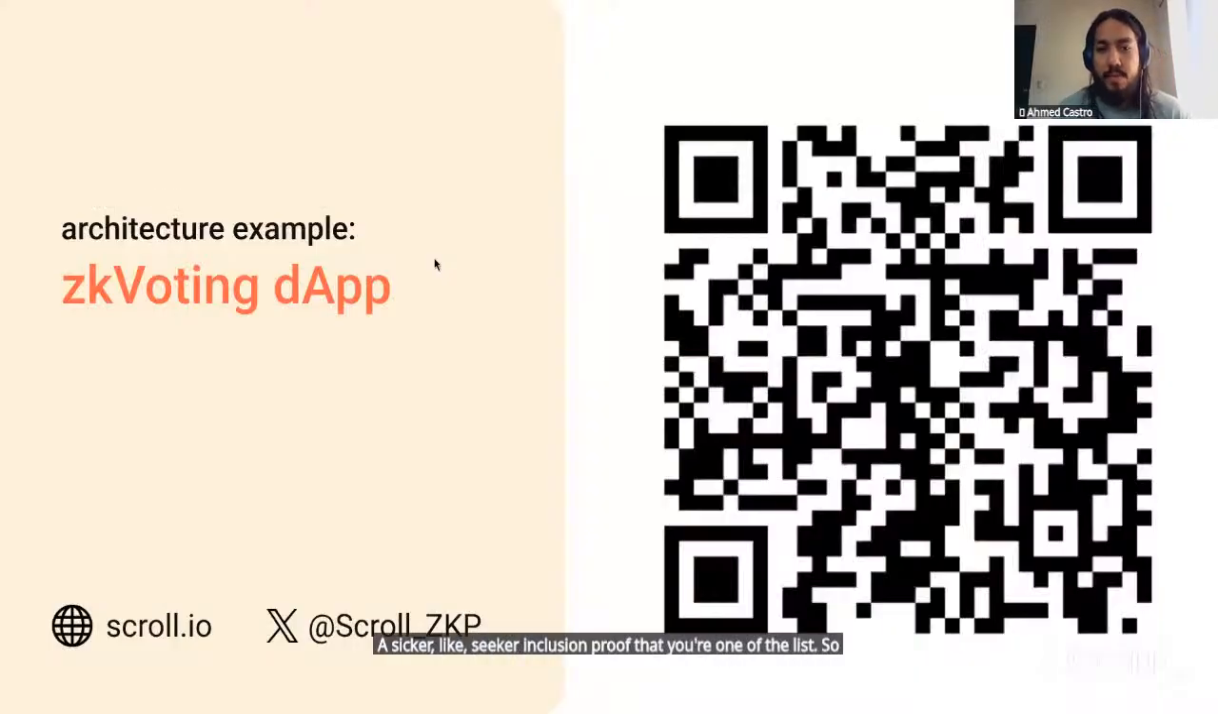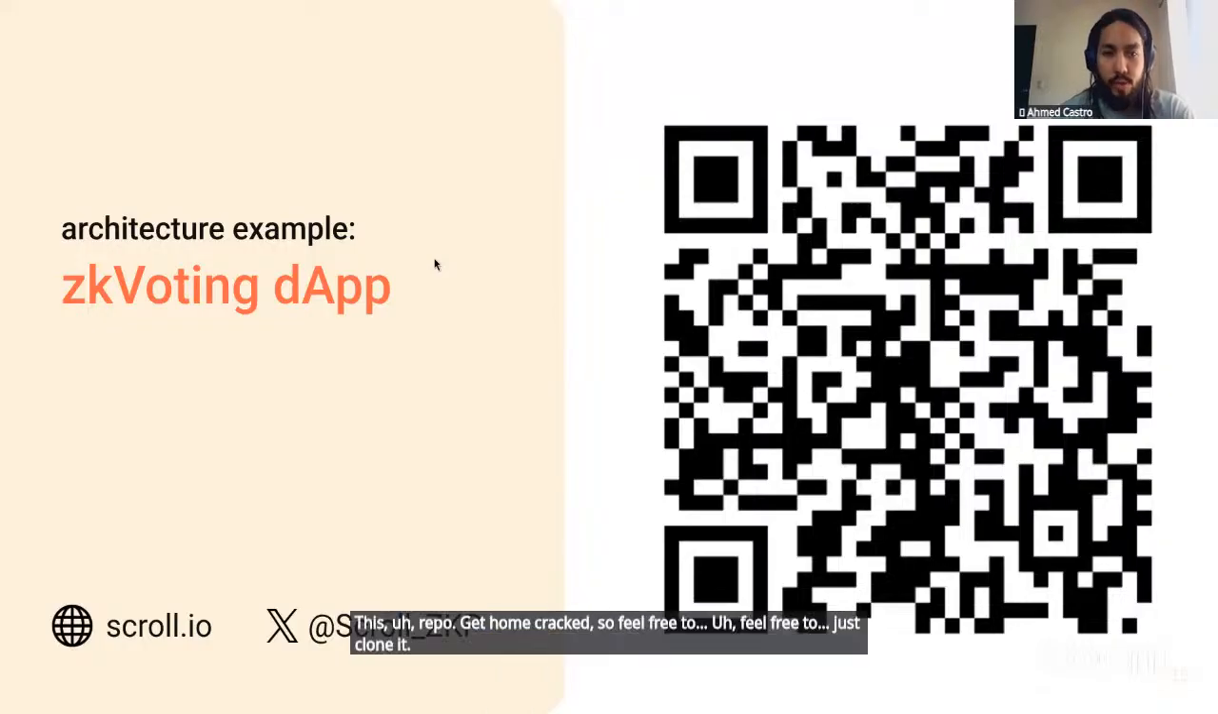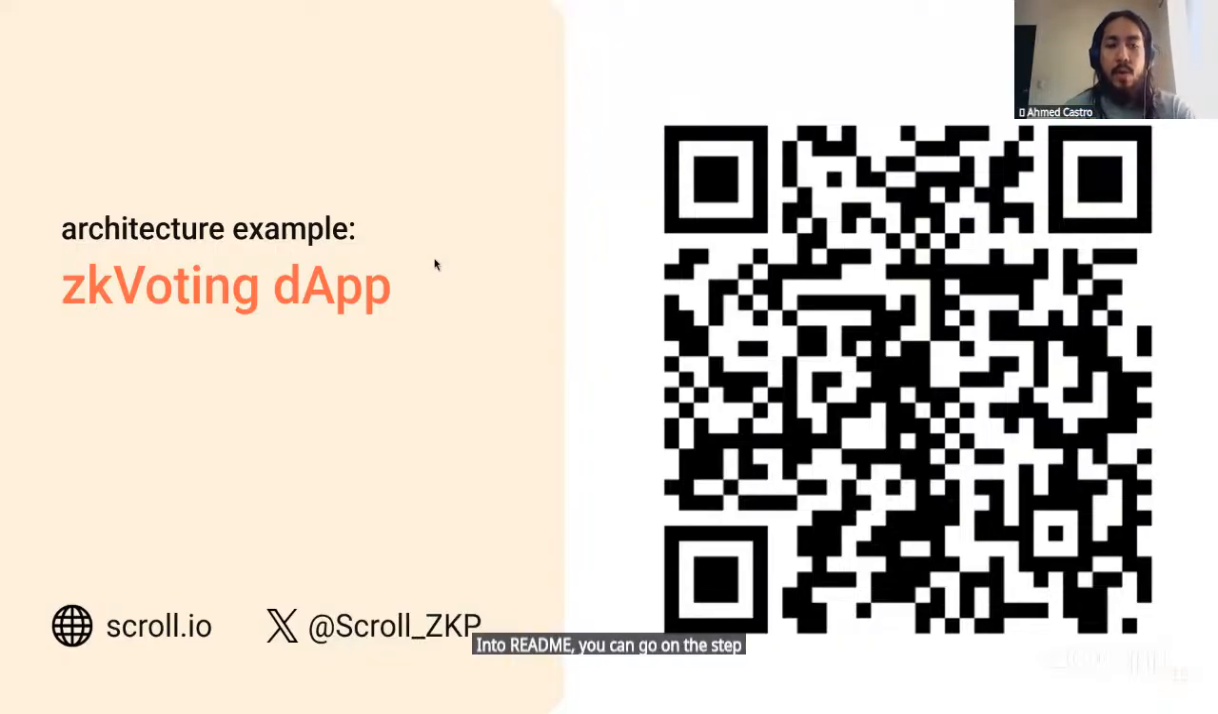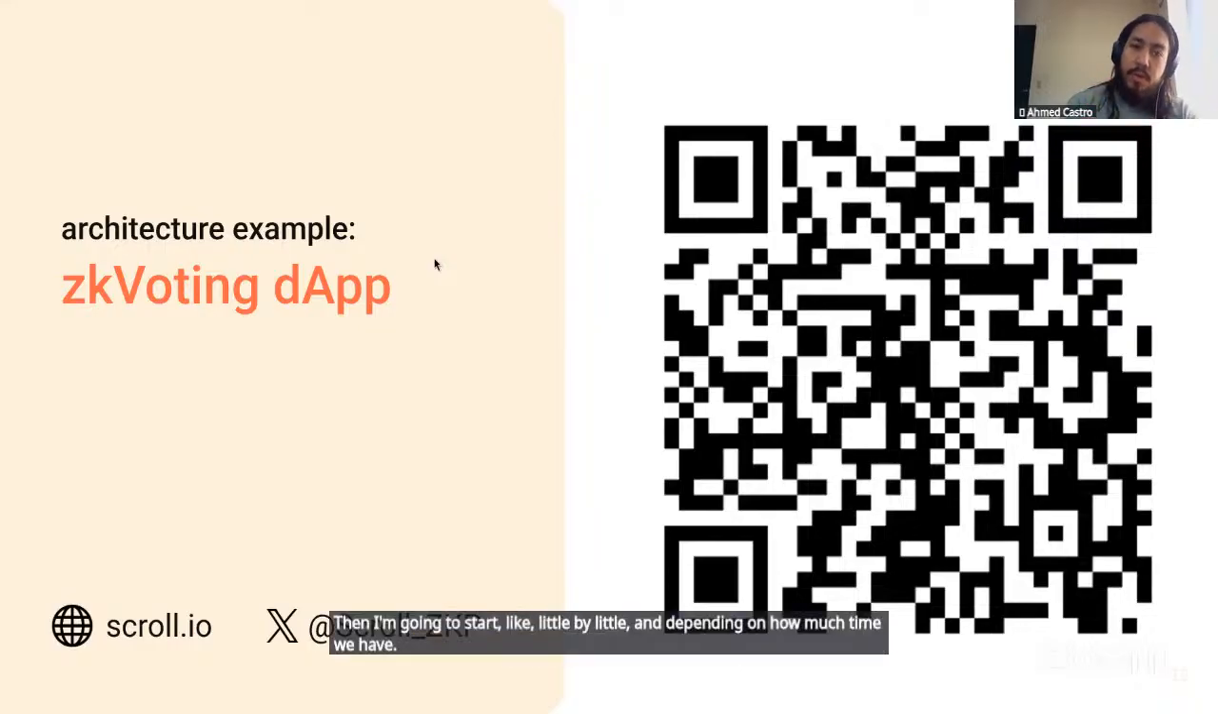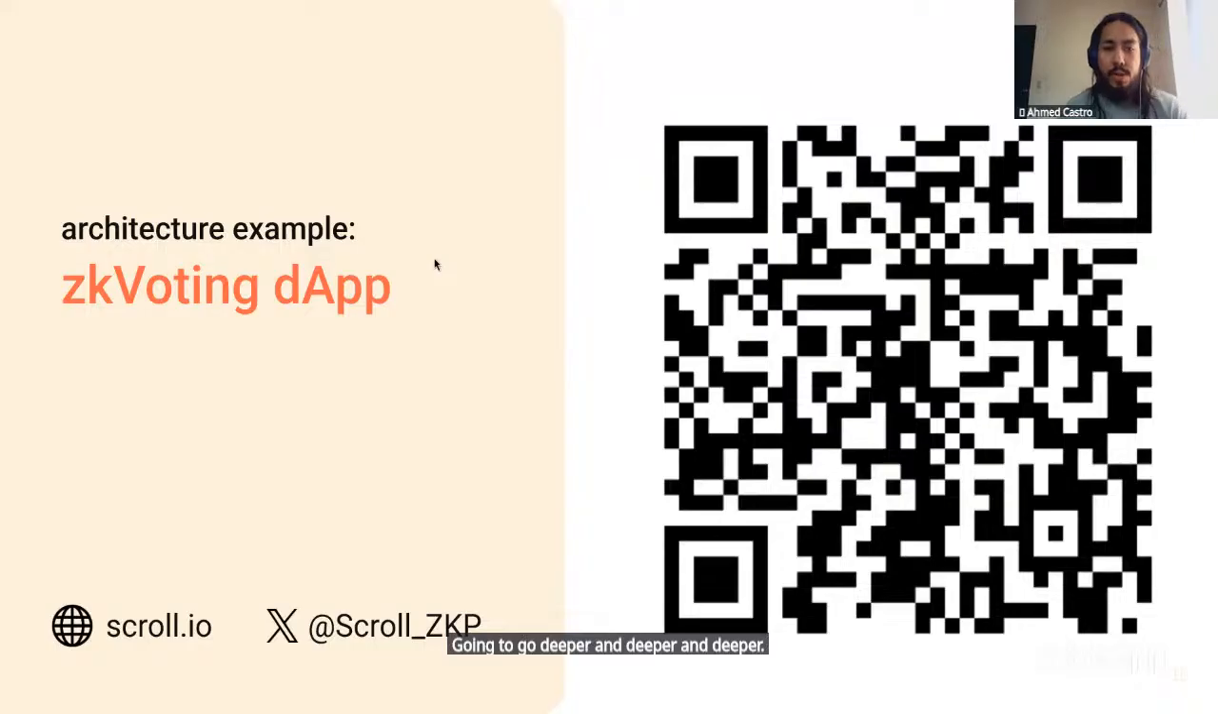So here I have another example. This is a repo, a GitHub project. Feel free to clone it; in the README you can go step by step on how to use it, and we're going to start using it now. I'm going to showcase the demo, then start little by little, and depending on how much time we have, go deeper and deeper into explaining how it works. So okay, let's go ahead.